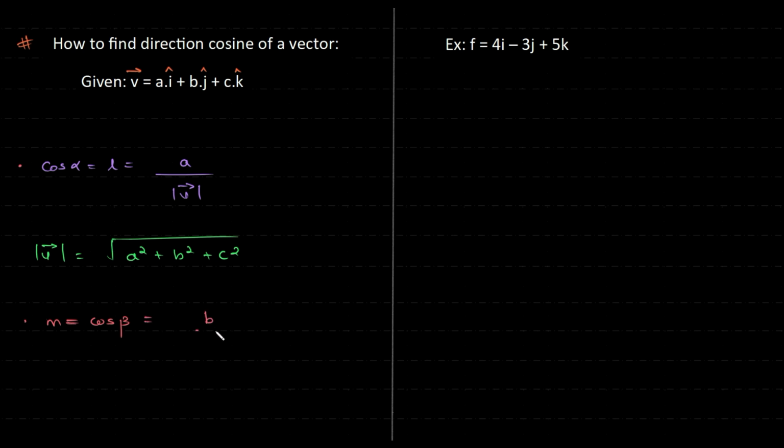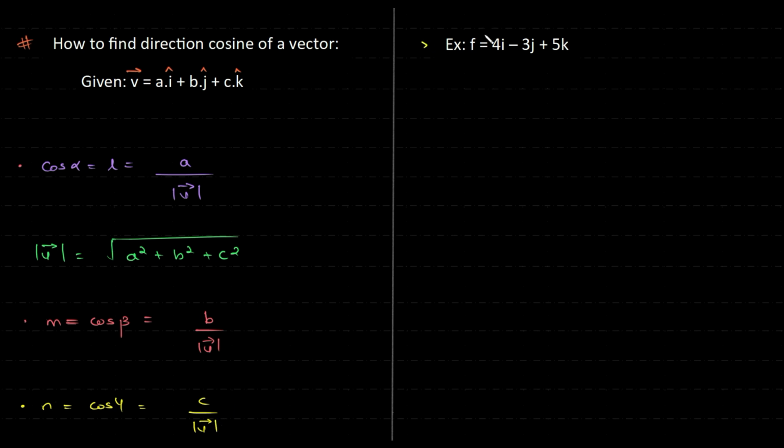Similarly, we have M, which is cos beta, which is B by magnitude of vector V. And N, which is cos gamma, which is C divided by magnitude of vector V.